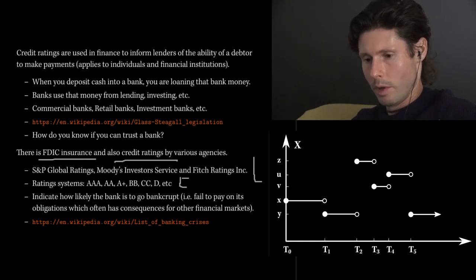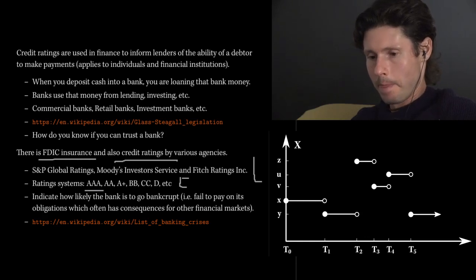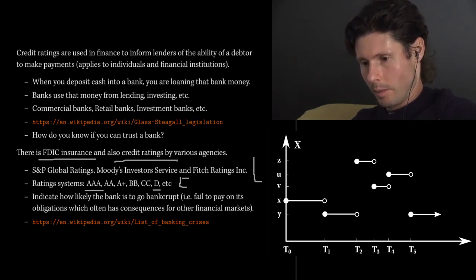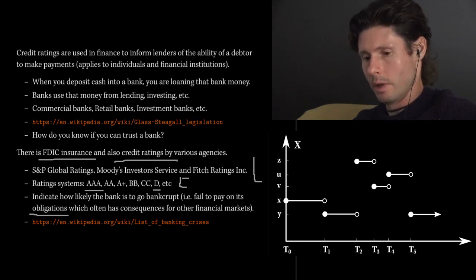But there are more fine-tuned ratings, like AAA, BB, CC, and so on. Intuitively, they tell you how creditworthy or financially sound a bank, or more generally a financial institution, is. This state DD is special. It stands sometimes for default, meaning inability to pay on one's financial obligations, and it is often synonymous with the event of bankruptcy.